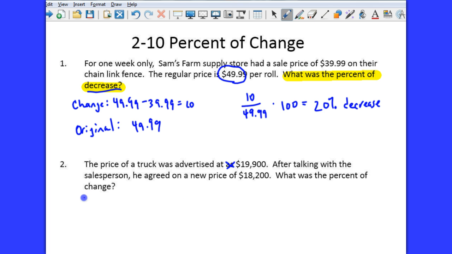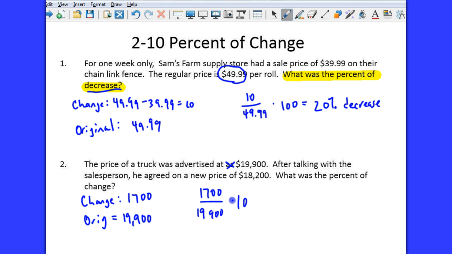All right, let's go through our steps here. Change. All right, let's subtract it out. The amount of change that happened here was $1,700. It decreased $1,700. And the original price was $19,900. Okay, so to find the percent of change, 1,700 divided by 19,900. Multiply that times 100. You can just punch all that straight in your calculator.